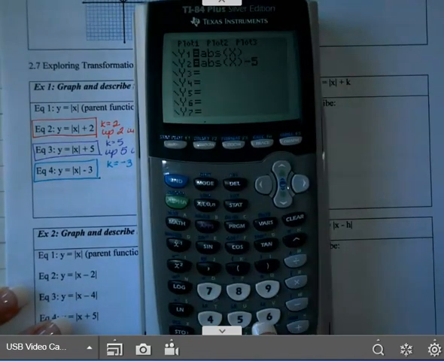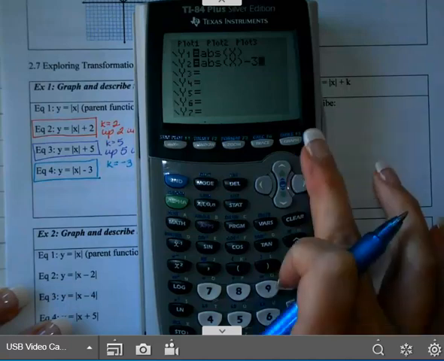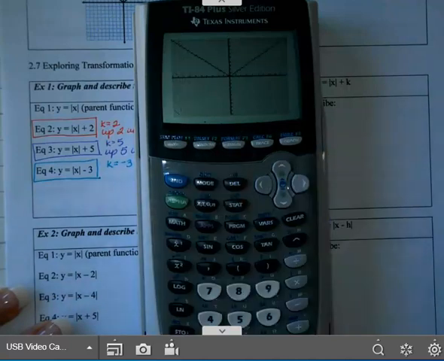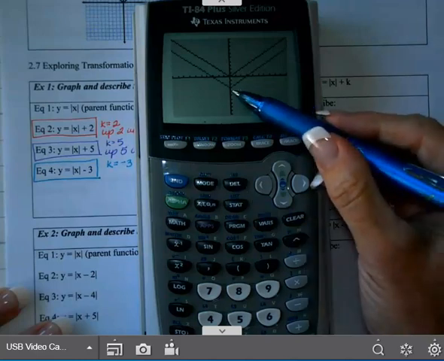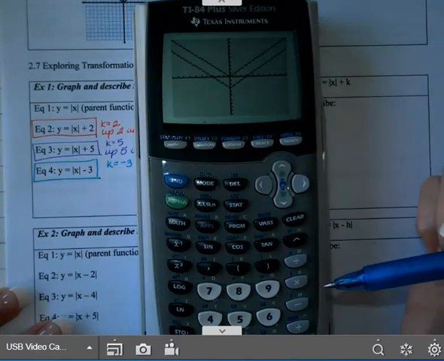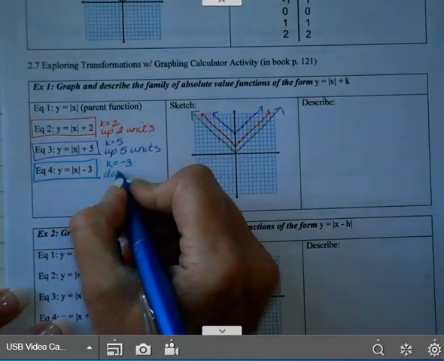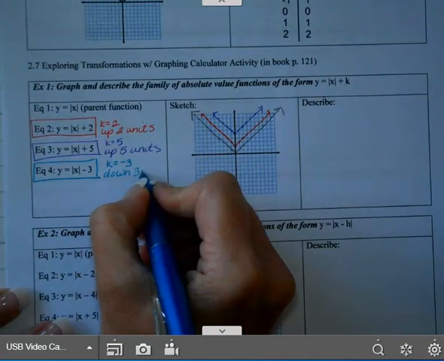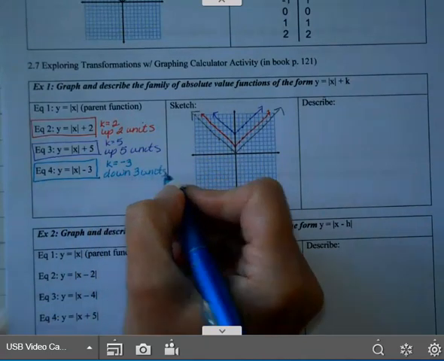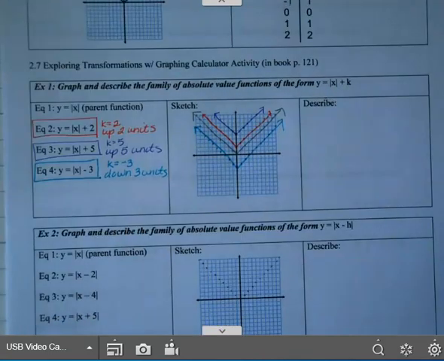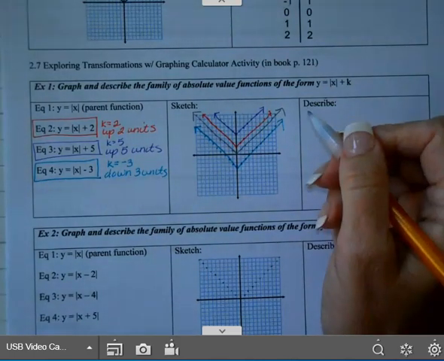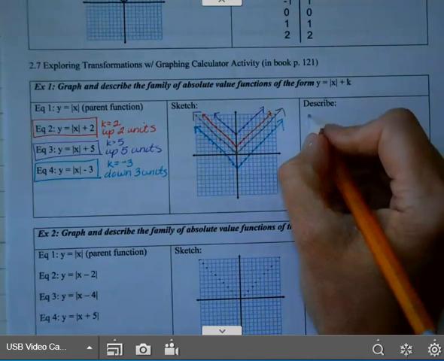So this is -3. And I'm going to hit graph. And I'm guessing you had figured out that this was going to shift the graph down 3 units. So here are the pictures of the graph. Let's go ahead and describe what's happening in each of these situations.